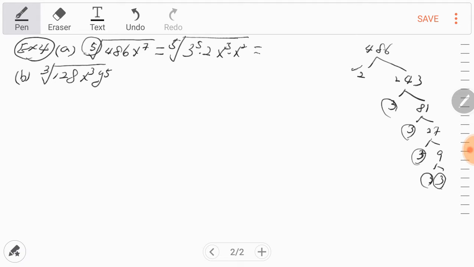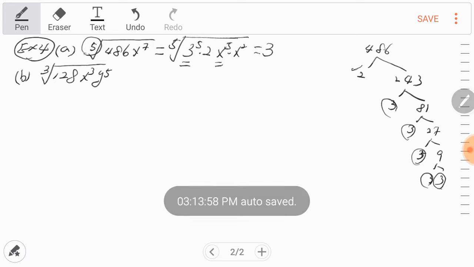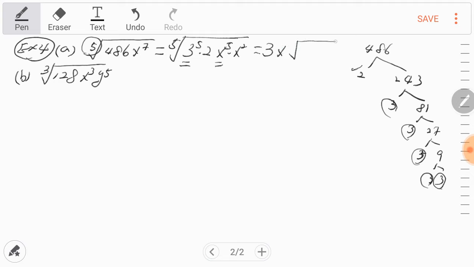Okay, so from here we can take the base 3 out, because 3 has the power 5, same as the index. And then we can take this x out, because this x has the exponent 5. And all those factors that do not have power 5 remain inside, 2 and x squared.